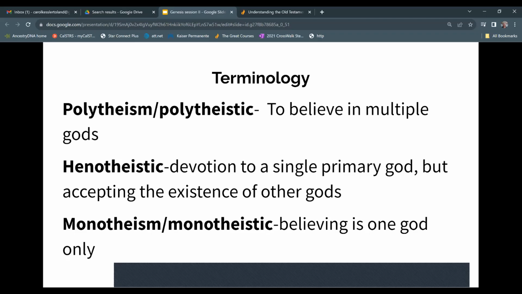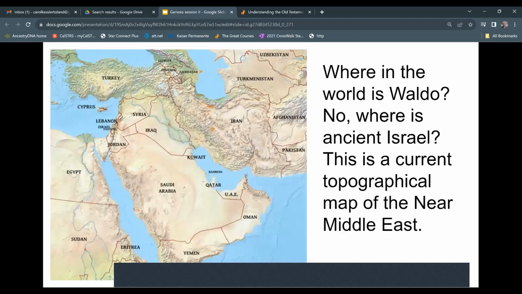So it's a transition or a movement away from polytheistic, where you believe in multiple gods, and then into henotheism, where you believe in your God as the only God for you, but you still believe that other cultures have their gods. And then today we believe in one God, and we are a monotheistic Christianity.